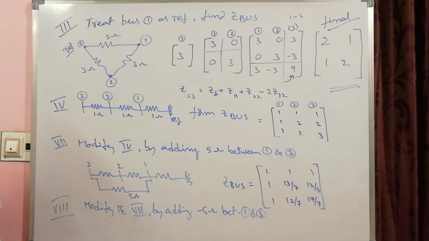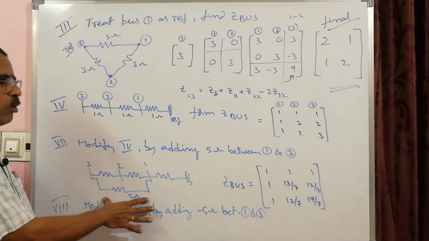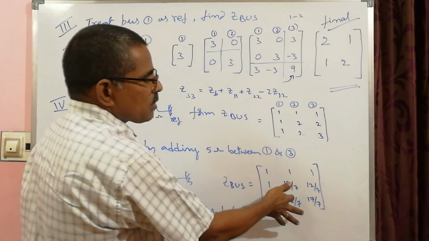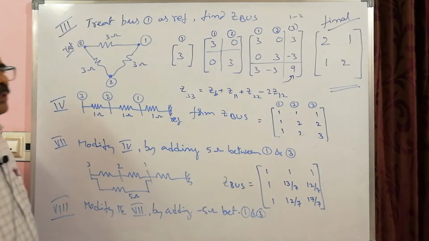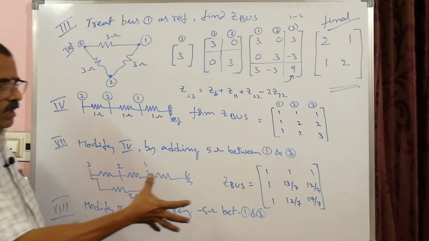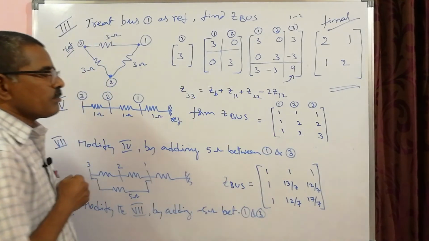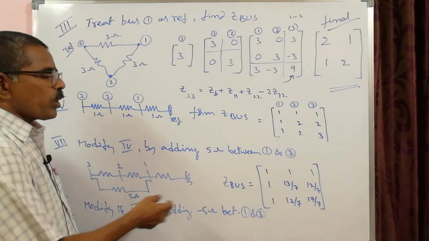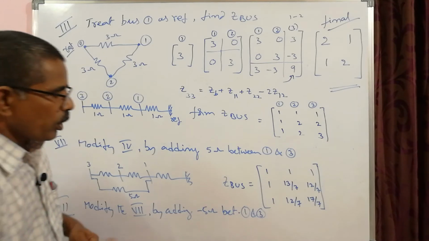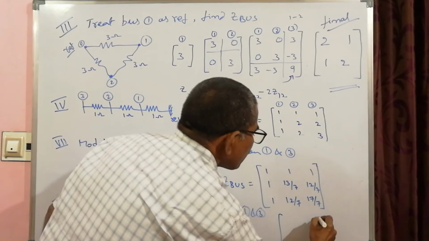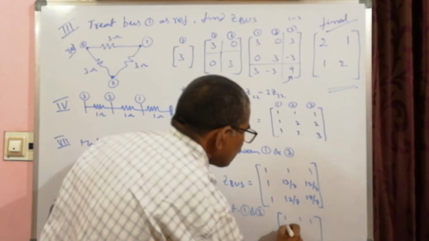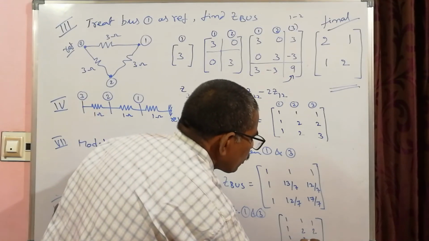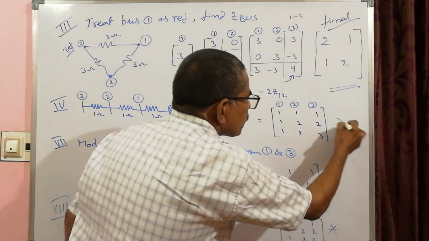So, what do you mean by this? You can try that. You add another minus 5 ohms here, modify this and reduce it back. Definitely you can see the answer, that is this. What is the reason? Can you expect what is going to be that? You are going to get Z bus for this same as 1 1, 1 1, 1 2, 2 2, 3, that is this.